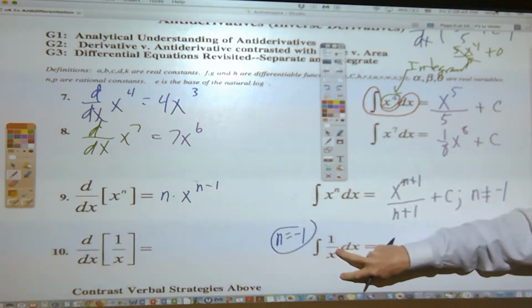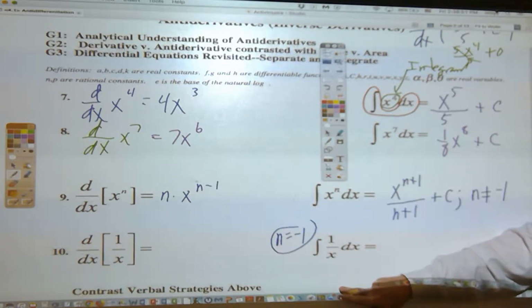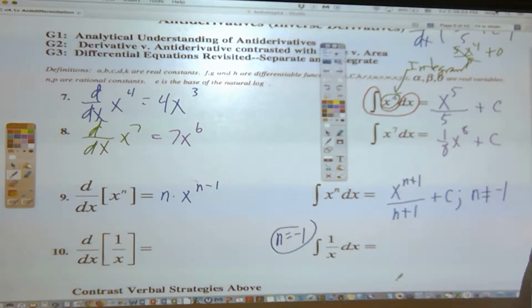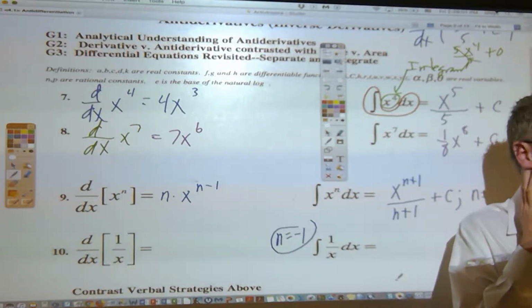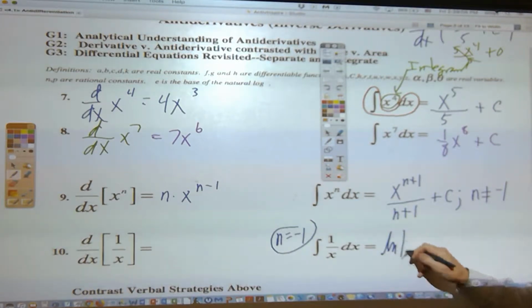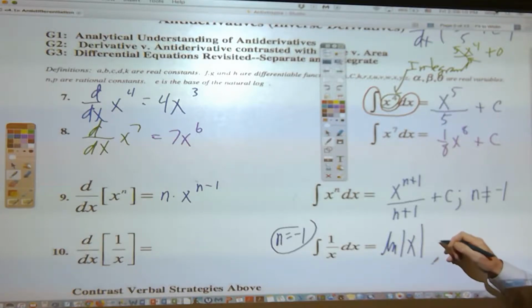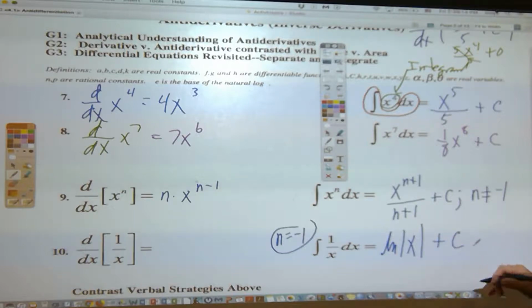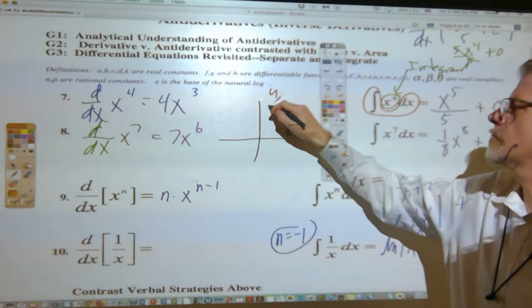X to the -1 is 1 over x. Does anyone happen to know an entire family of functions whose derivative is 1 over x? Natural log of the absolute value of x. What's missing? Plus c.